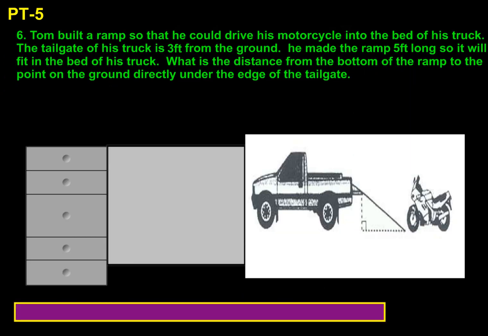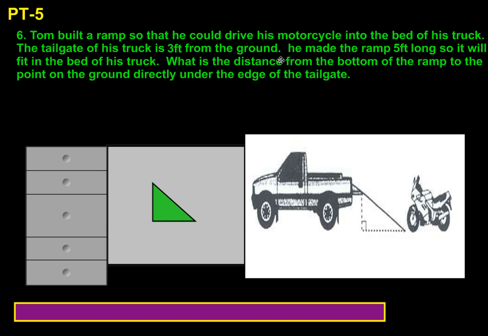Now we'll take a look at question 6. Tom built a ramp so that he could drive his motorcycle into the bed of his truck. The tailgate of his truck is 3 feet from the ground. He made the ramp 5 feet long so it will fit into the bed of his truck. What is the distance from the bottom of the ramp to the point on the ground directly under the edge of the tailgate? Again, you can see we have a triangle right here. I'll highlight it and then move it over here for us to work with.